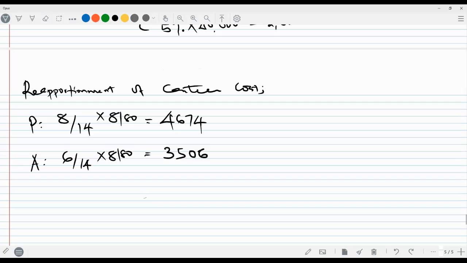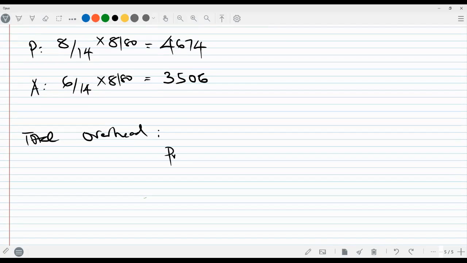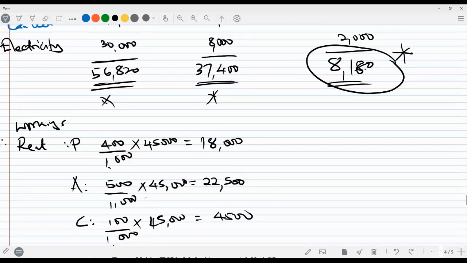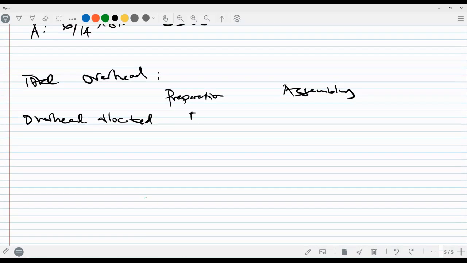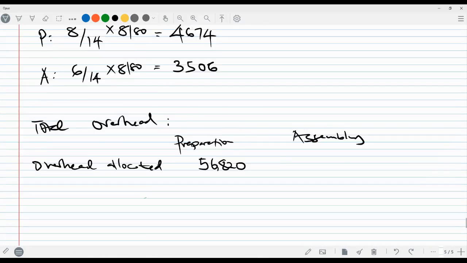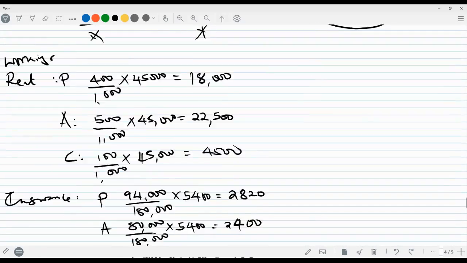Okay, that's 506. Therefore, the total production overhead cost to the two production departments, the preparation department and the assembly department. There are only two of them. You can see the overhead allocated: for the preparation we got 56,820. The assembly is how much? Is that 400? Yes, 400.